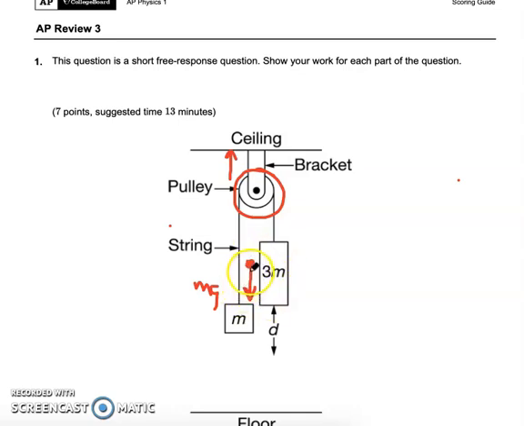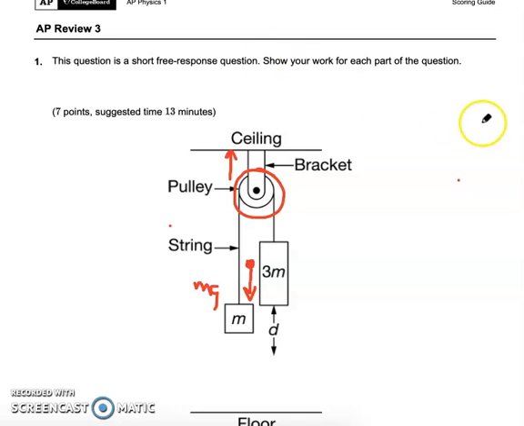So that's the quick and dirty solution to that one, for 2 points. 1 point for saying that the external force is coming from the pulley, and the second for pointing out that the F net then is not just mg, but it's the mg minus the pulley force.